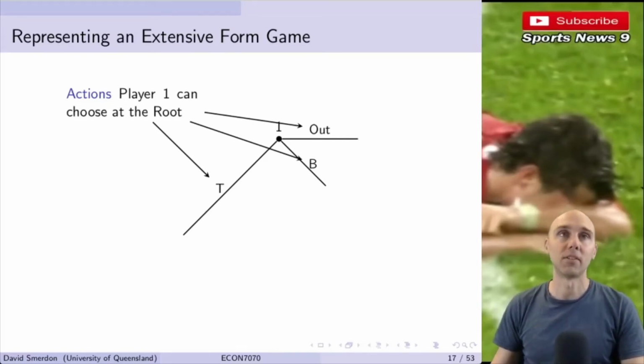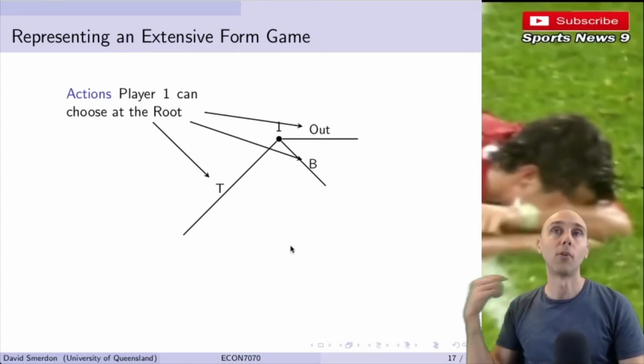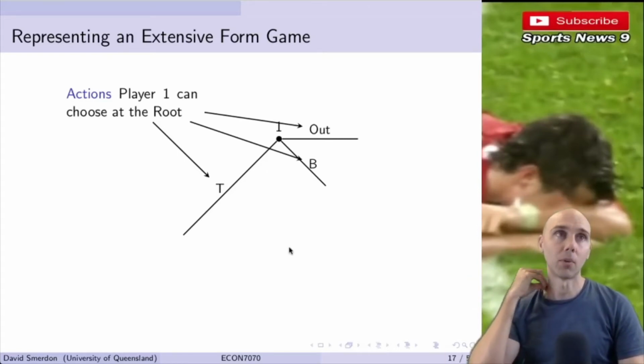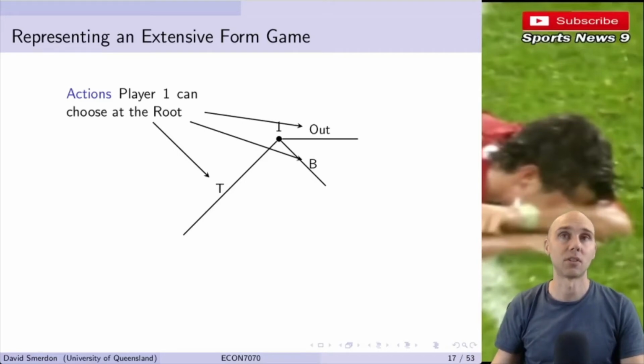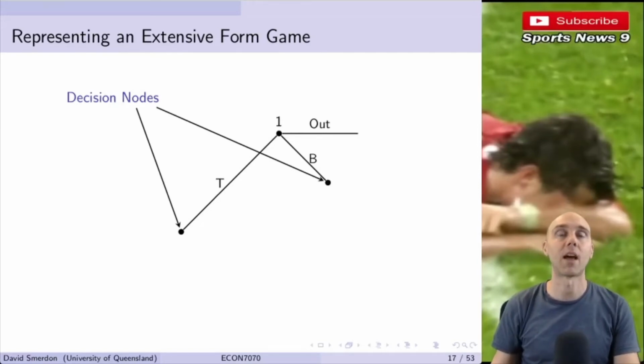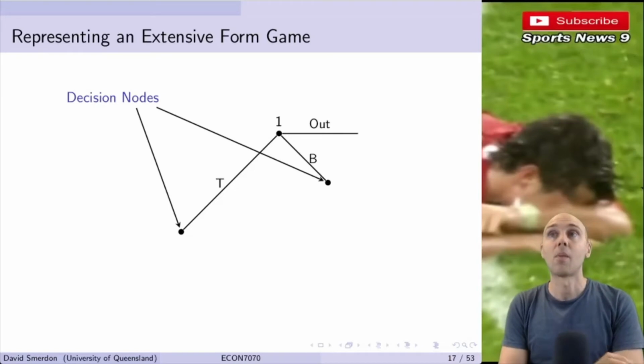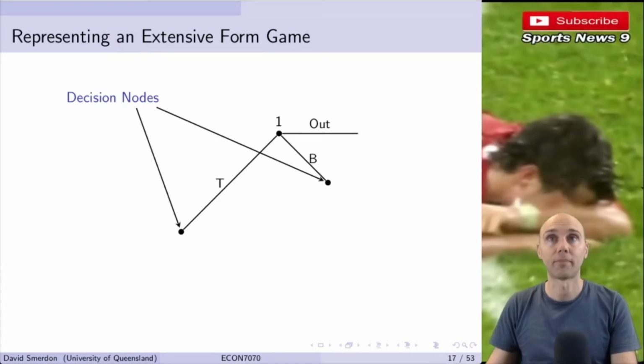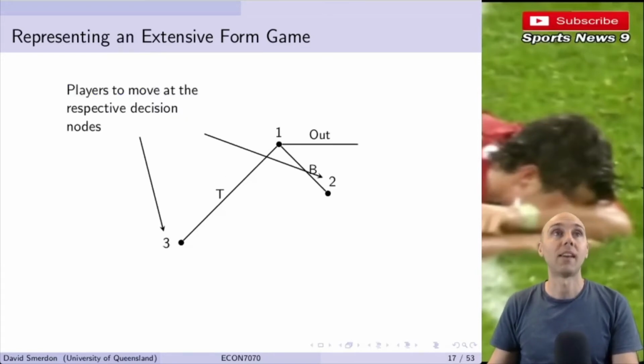Now, after playing those actions, it will be the time for either that player again, or typically another player, normally it's another player, to make a decision. So that node is a decision node. And here we have 2 decision nodes that happen after playing top or playing bottom. But after playing out in this particular game, the game ends, so there are no more decisions. We write the player to move at each decision node. So here, after playing top, it's player 3's turn to choose. If player 1 plays bottom, it's player 2's turn to choose. And if player 1 plays out, there are no decision nodes because nobody else is choosing.